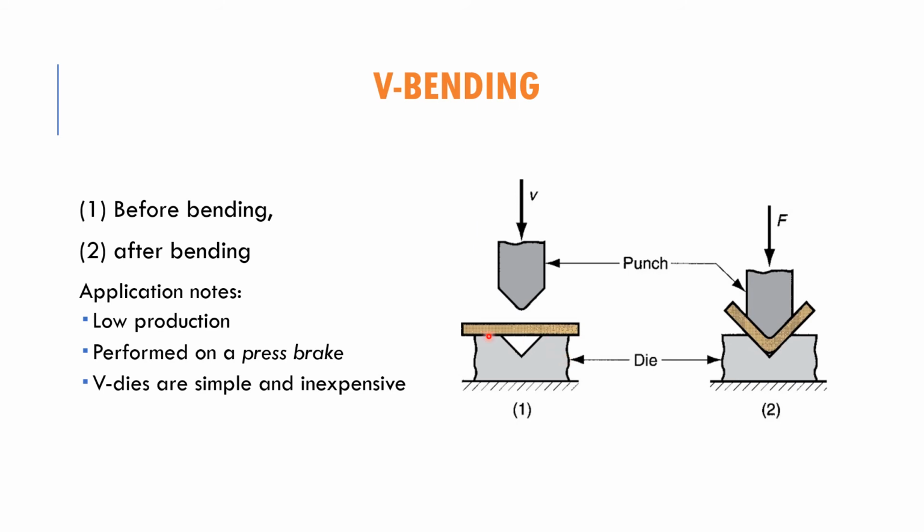In application, it is usually used for low production. It is performed on the press brake, and V dies are simple and inexpensive.